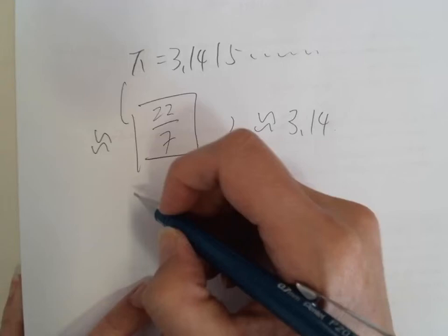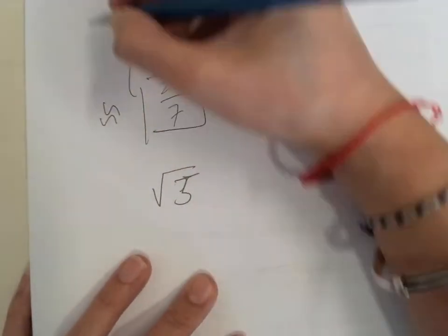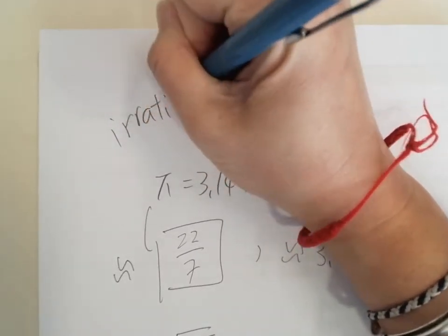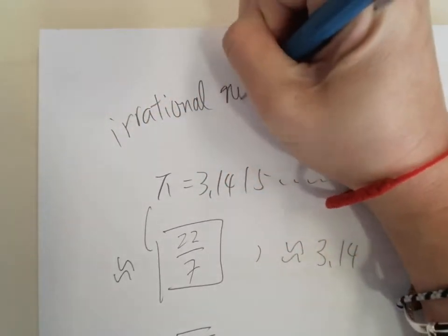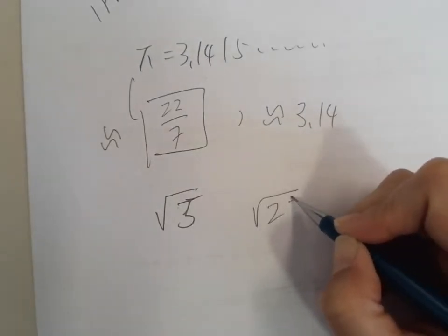So for irrational numbers, it could be square root 5. All right, this is irrational. Let me write it down. Irrational. So we have pi, we have square root 5, we have square root 29.